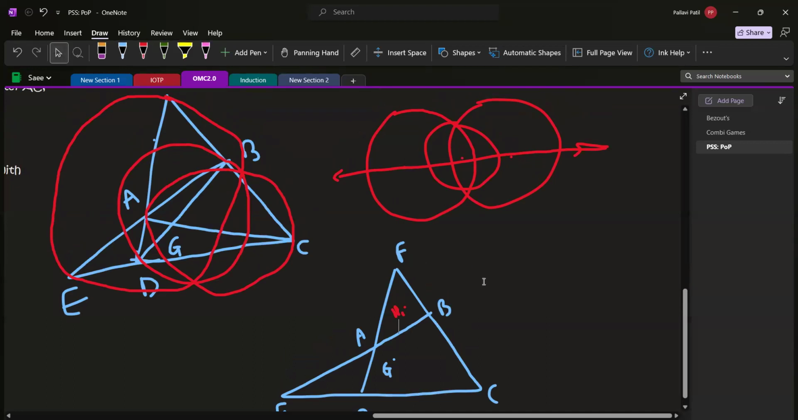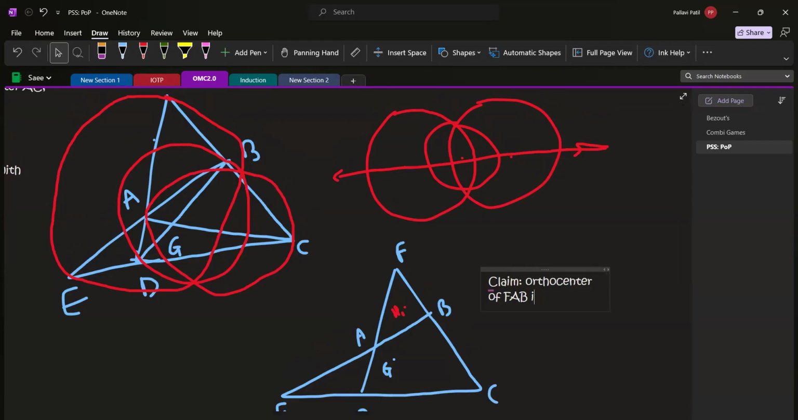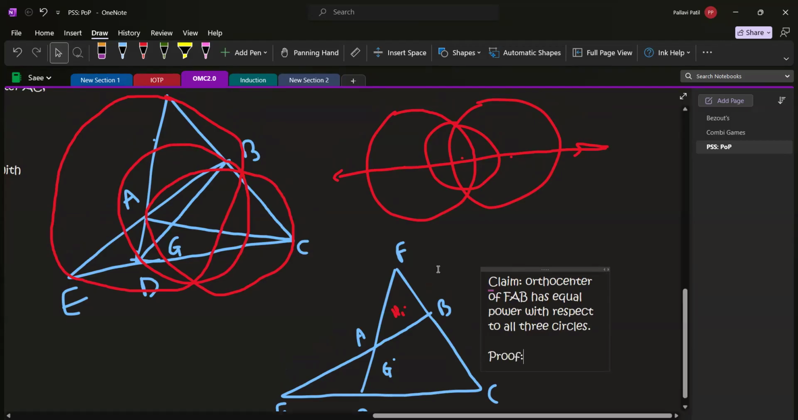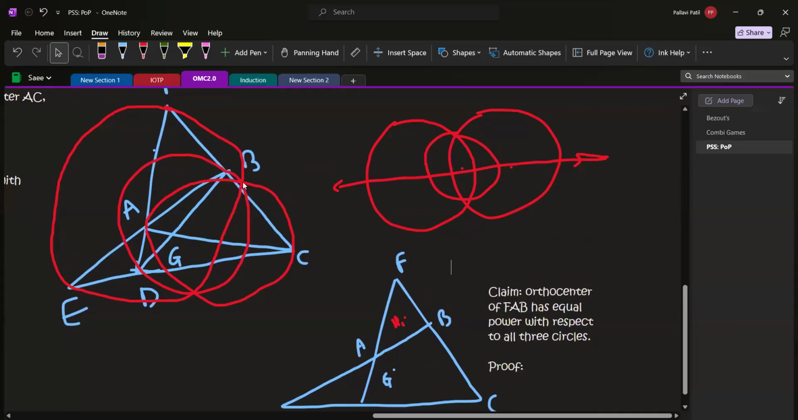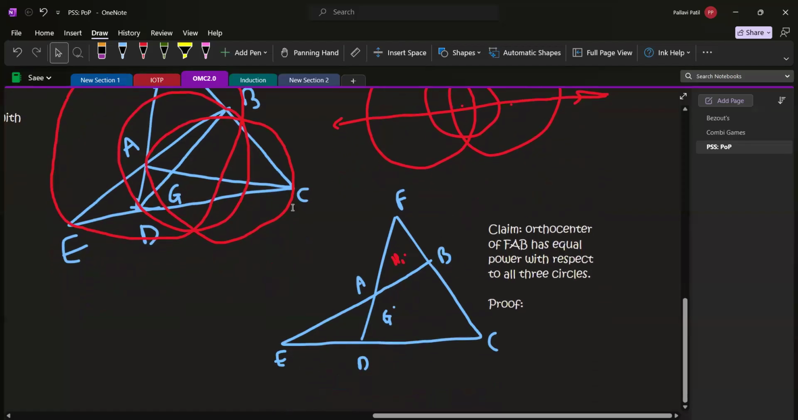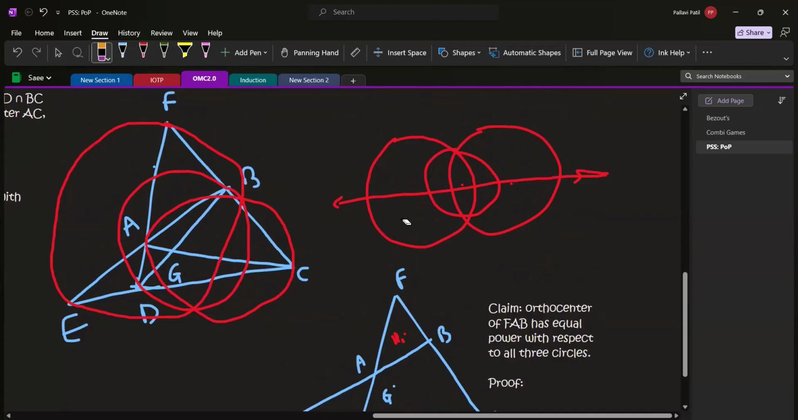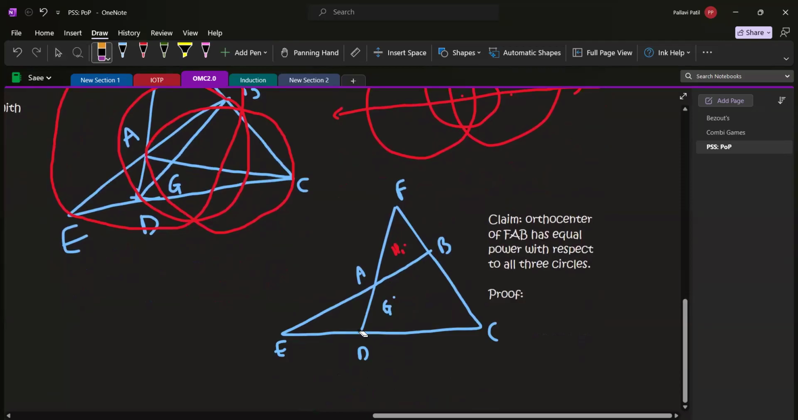The orthocenter of FAB has equal power with respect to all three circles. Okay, what is its power with respect to this one? What is its power with respect to, let's say, the circle with diameter BD?